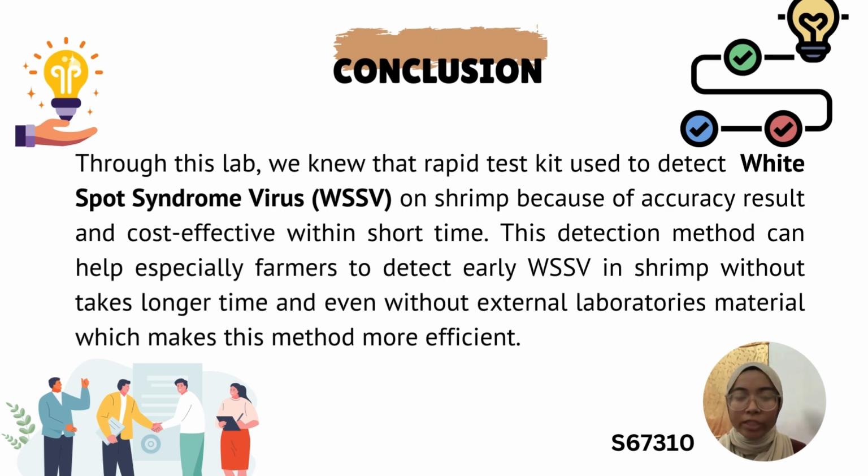For the conclusion, through this laboratory, we learned that the rapid test kit is used to detect white spot syndrome virus, WSSV, in shrimp, because of its accurate result and cost-effectiveness within a short time. This detection method can help especially farmers to detect WSSV early in shrimp without taking a longer time and even without external laboratory materials, which makes this method more efficient. Thank you.